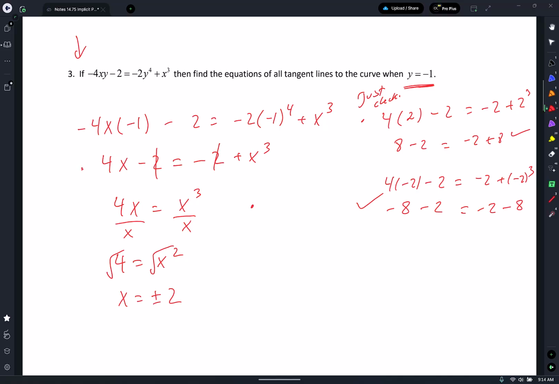Yeah, into this one, because I already plugged in negative 1. You know what I mean? Here are my 2 points. My first ordered pair, (2, -1), and my second ordered pair, (-2, -1).